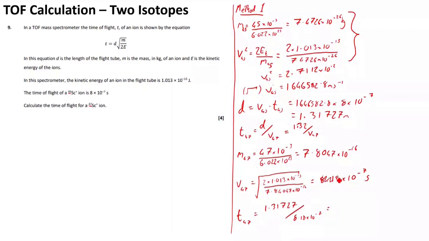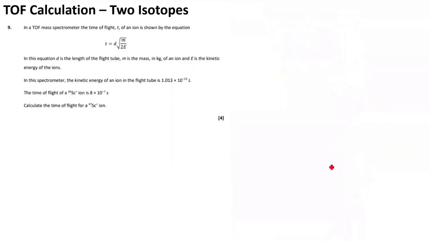I'm sorry, ignore what I said there. Get rid of that. The velocity was actually 16.1116926. Oh no, this has all gone wrong.